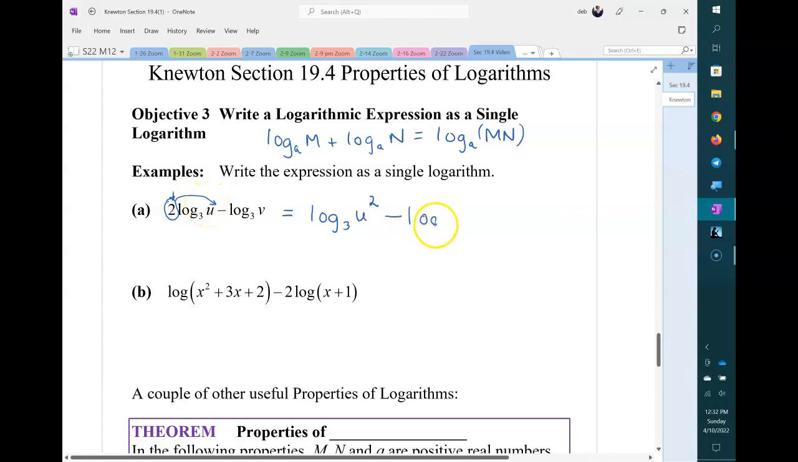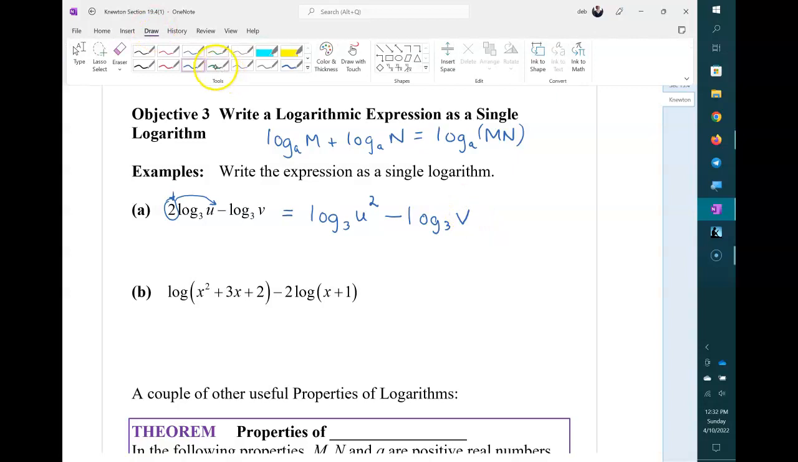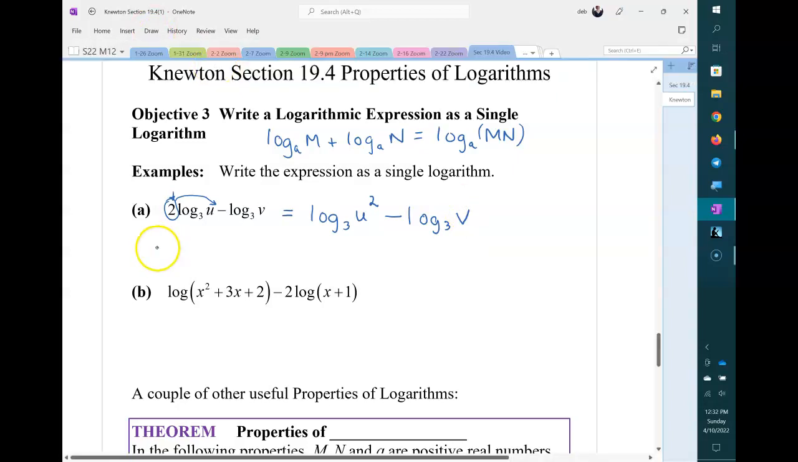And then I'll have minus log base 3 of v, and make sure your u and v look very different from each other. And that's going to equal the log base 3. I have a subtract, so it's going to be a quotient. So I wrote that expression as one logarithm, and this is the direction that will be the most useful for us for solving algebra equations.